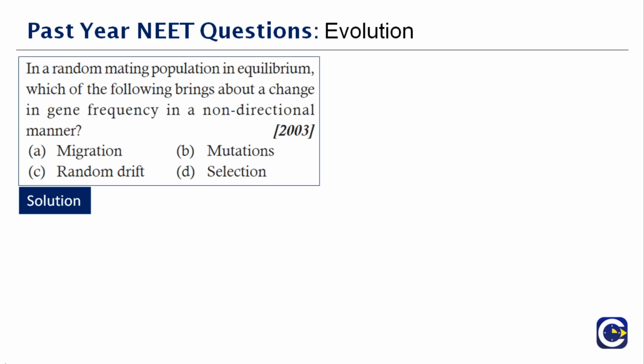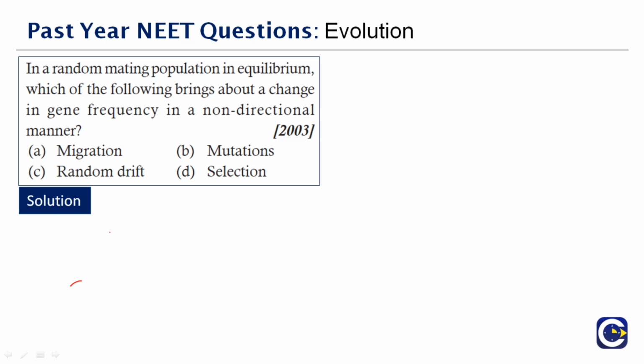Migration refers to the movement. We all know what migration is. Mutation is understood. It is the alteration of the gene or whatever. So what is random drift then? Mutation refers to the random and sudden heritable variations arising in the genetic constitution. So what do you mean by random drift then?